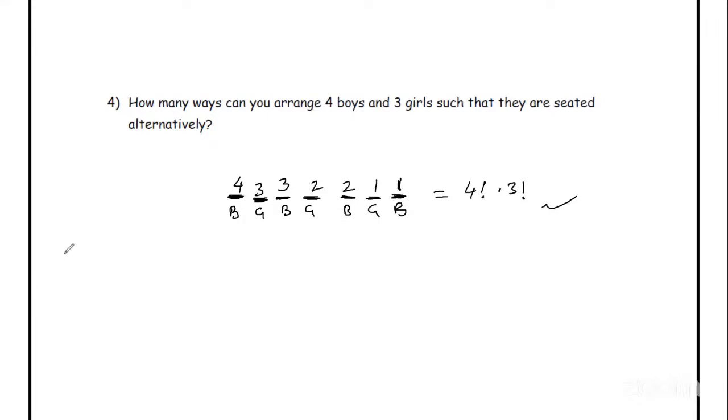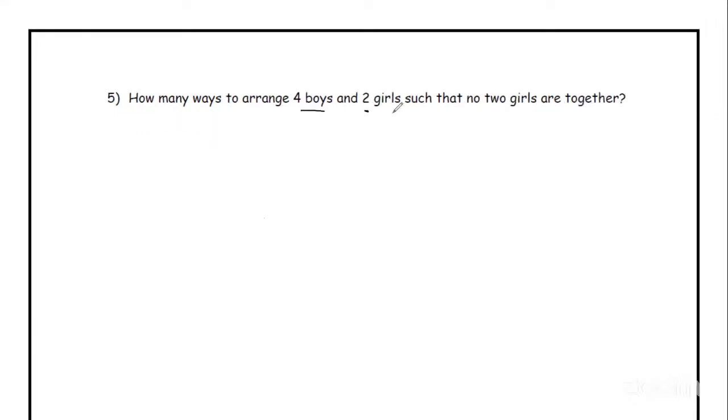Question 5. How many ways to arrange 4 boys and 2 girls such that no 2 girls are together? So there are 2 ways to solve this question. I'll show you the shortest method.